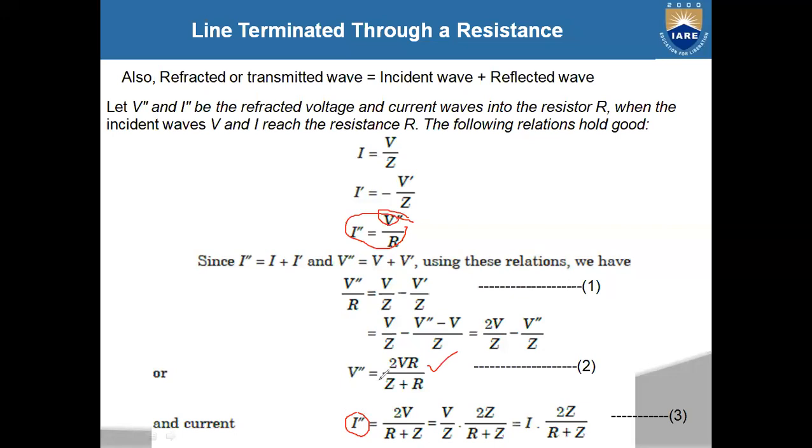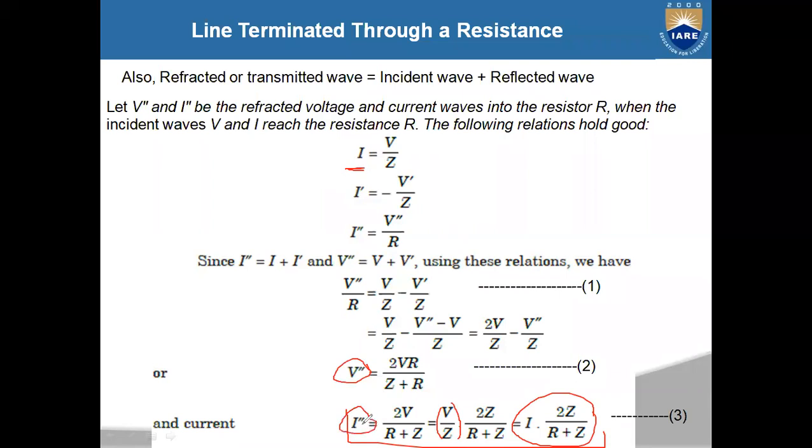Whenever you substitute V double dash in this equation, initially you will get 2V by R plus Z. Now in this equation we multiply and divide numerator and denominator with Z, so you will get V by Z into 2Z by R plus Z. Now this V by Z is nothing but I. So I double dash in terms of I is I into 2Z by R plus Z. So now you have got V double dash and I double dash.